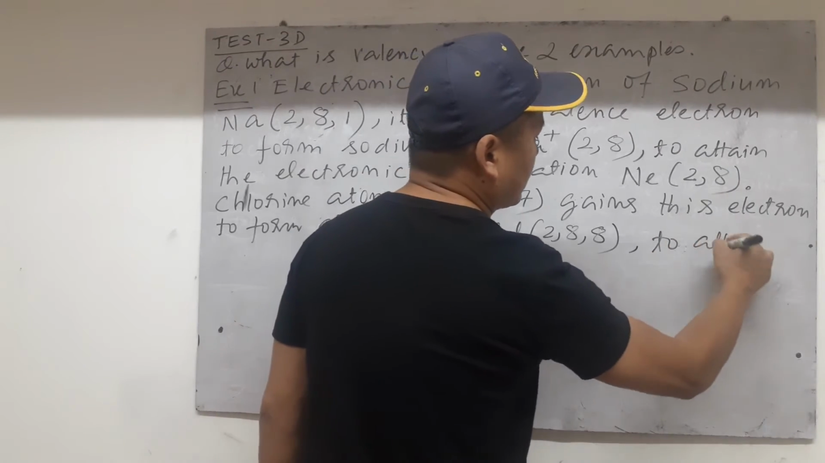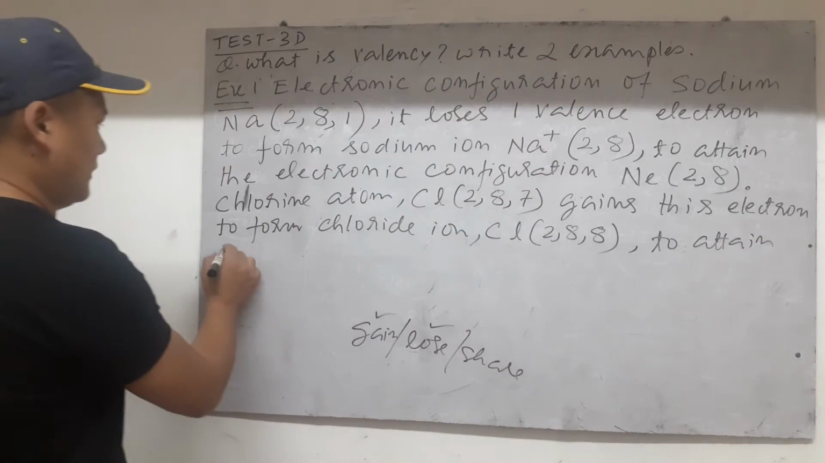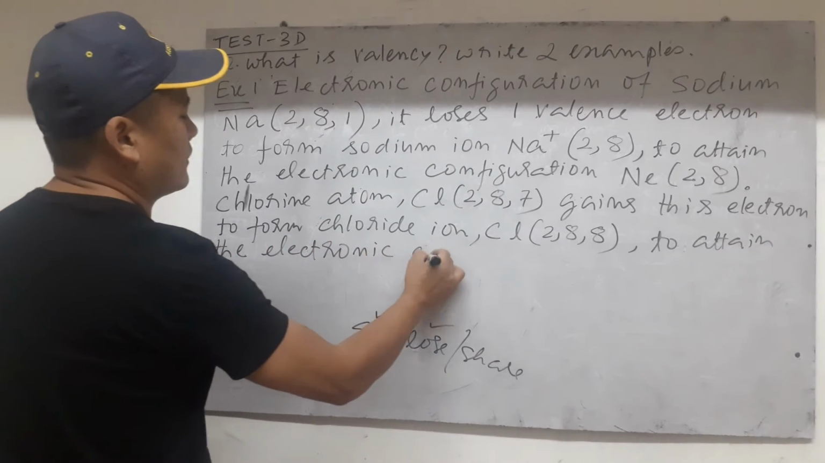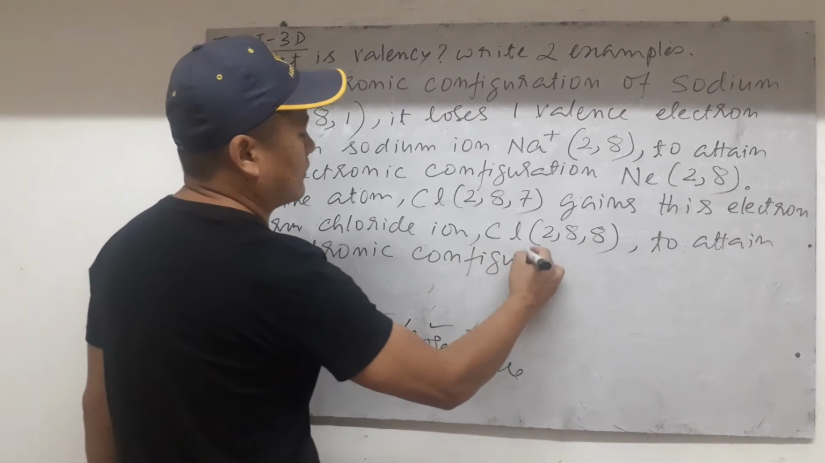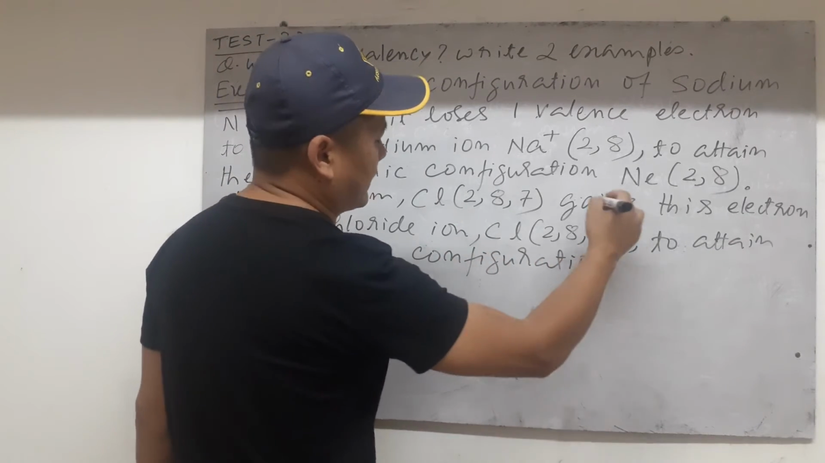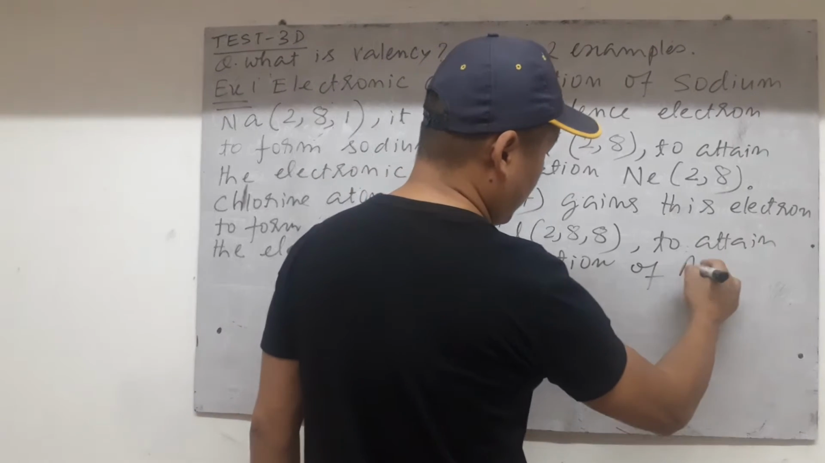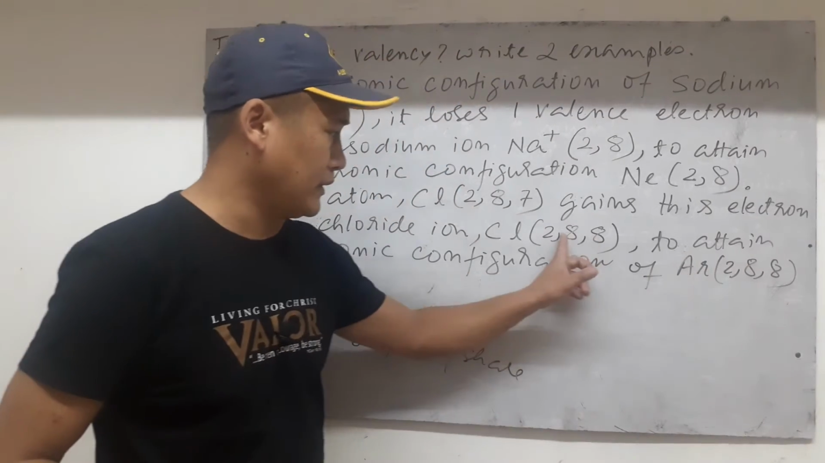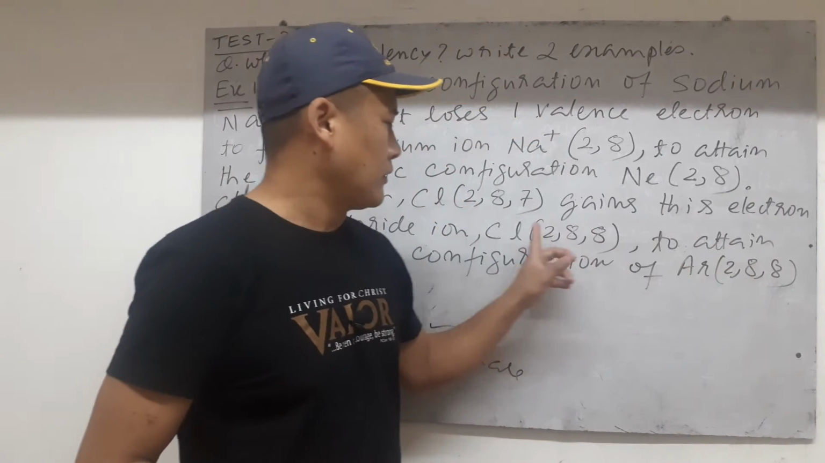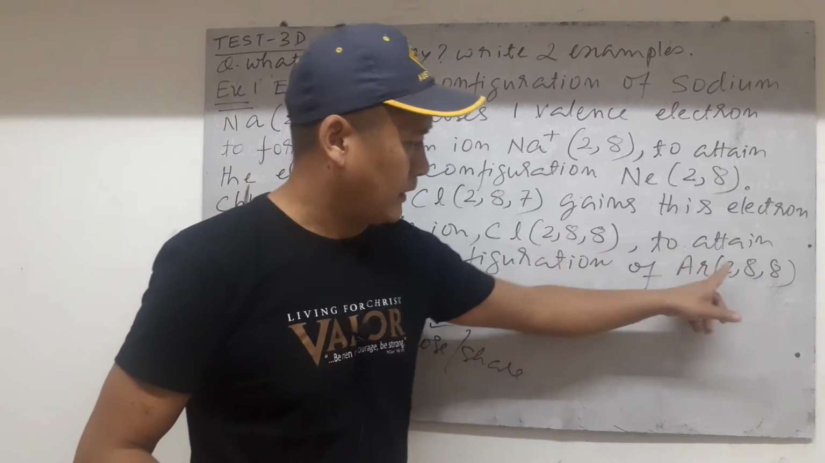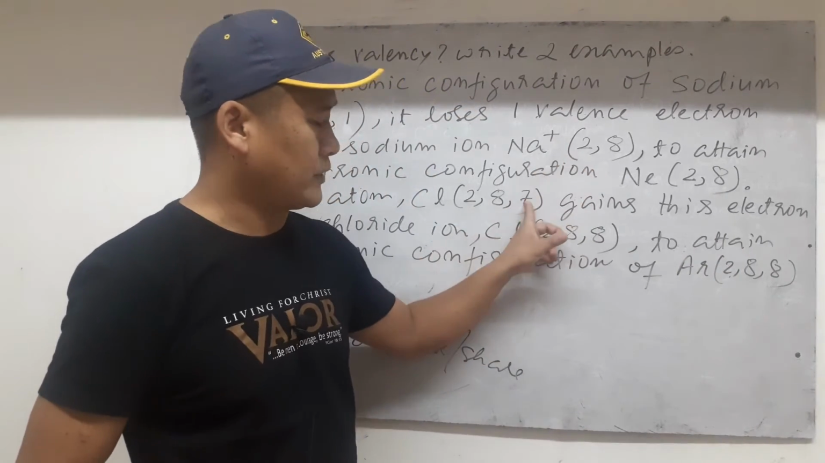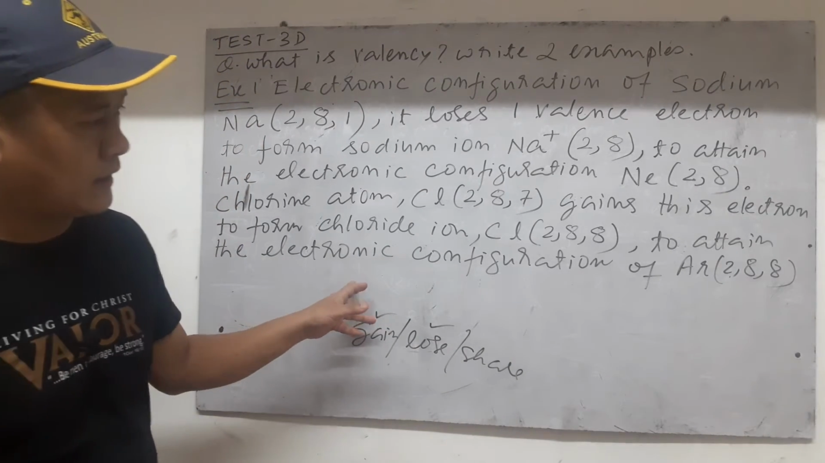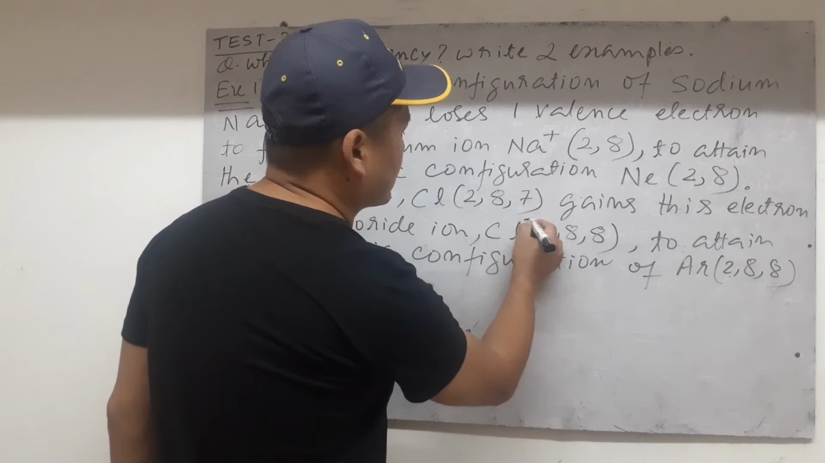Why? To attain the electronic configuration of the nearest noble gas, argon, which has 2, 8, 8. Perfect. So chlorine, see here, 2, 8, 8, here also argon. So chlorine becomes like argon, 2, 8, 8, by taking 1 electron from sodium. Then it becomes the chloride ion, Cl minus.